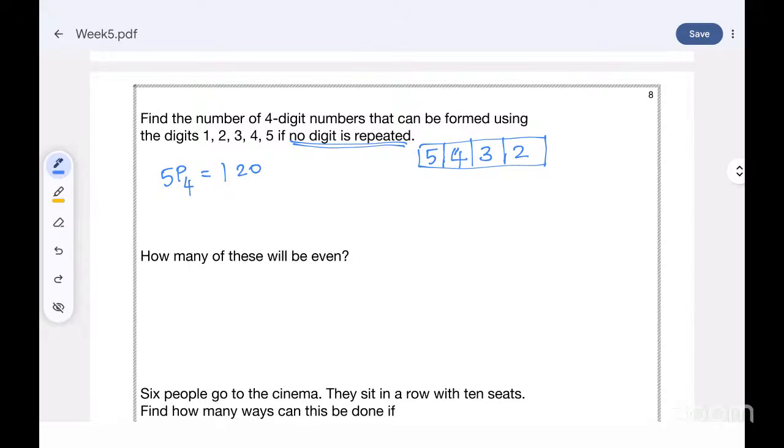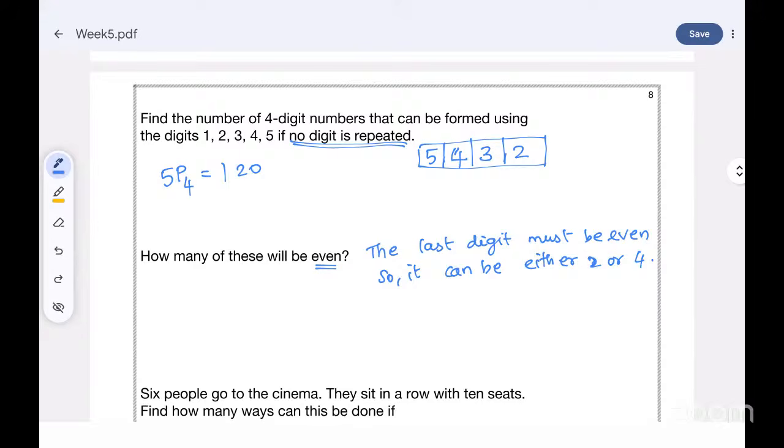Now they are making the question a little more complicated. Now if I want to see how many of them are even, what is the condition we need? The unit digit must be even, 2 or 4, divisible by 2. In our case, what are the possible options? It can be 2 or 4. Either 2 or 4 means addition will happen.